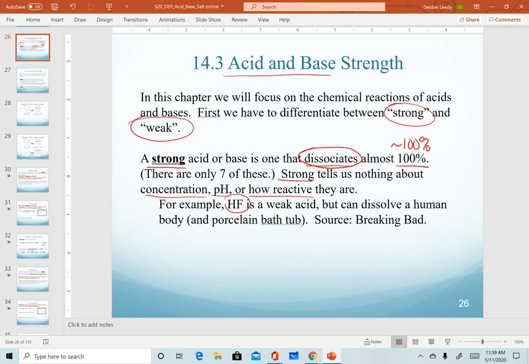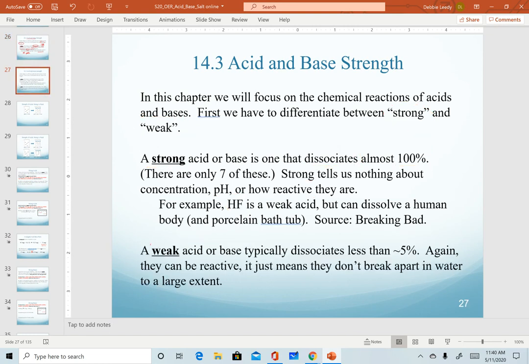So, for example, HF is a very weak acid, but it is very reactive. According to Breaking Bad, I've never tried this, but apparently HF can dissolve a human body. I do know that HF is actually stored in plastic containers, because if it's stored in glass, it will actually start to etch through it. And so because of the hydrogen bonding in there, HF is a very reactive acid. It's weak. It doesn't dissociate completely, but it is very reactive.